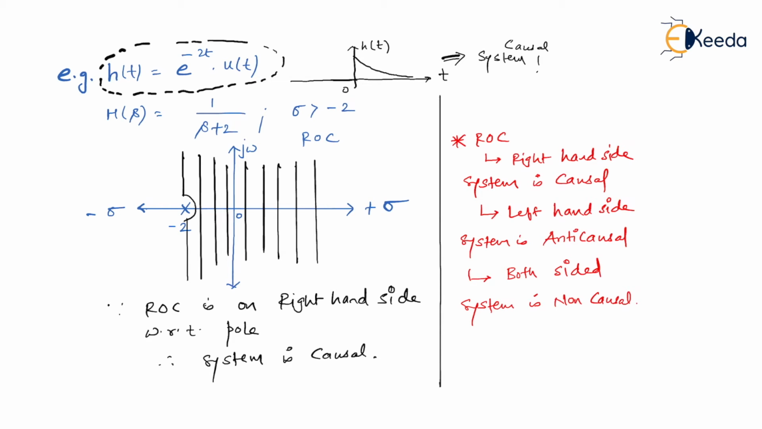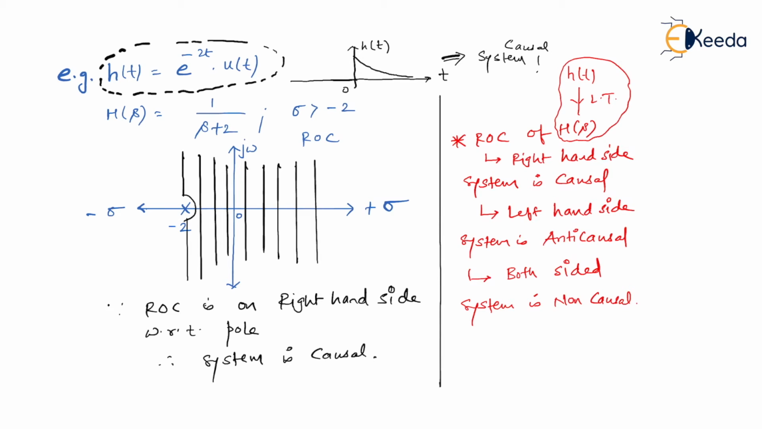Please remember, I'm not talking about the ROC of input or output. I'm particularly talking about the ROC of strictly H of S. So this is what we are talking about, the ROC of H of S, where H of S is nothing but the Laplace transform of h of t. So please don't forget that we are strictly talking about H of S. We are not talking about X of S or Y of S, because a system is characterized on its impulse response, not on its input or output. So we are going to characterize our system based on its impulse response, that is h of t.